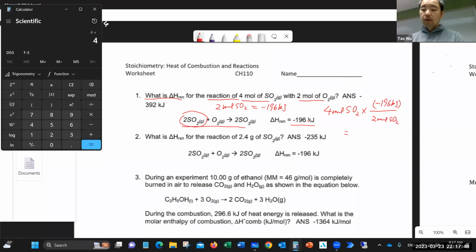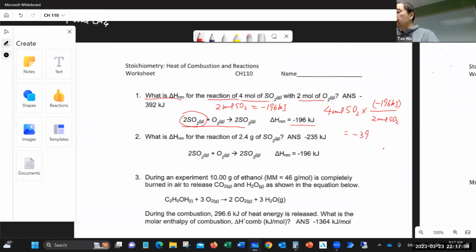4 times 196 divided by 2, and you get negative 392. Negative 392, and this unit is kilojoule. Okay, so that means 4 moles of SO2 will produce negative 392 kilojoule of the heat after these reactions. And again, the negative sign here means this is exothermic.